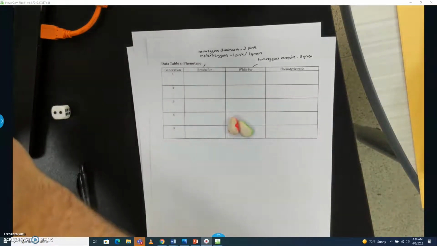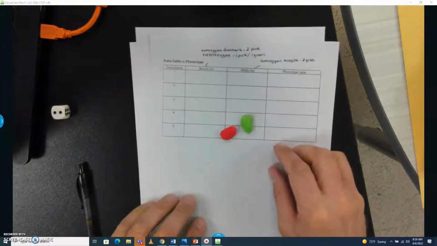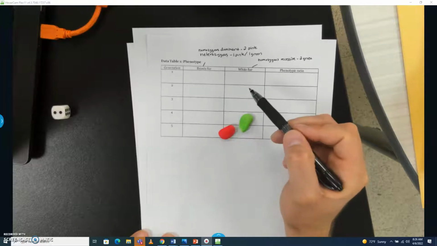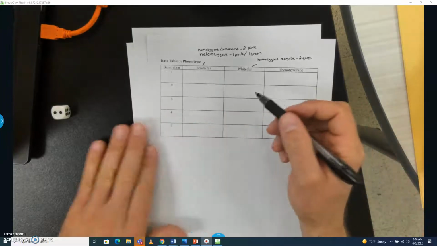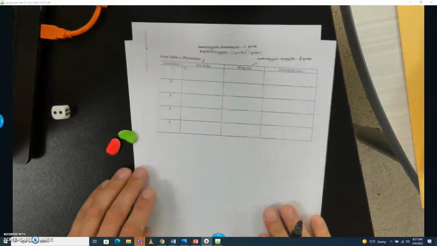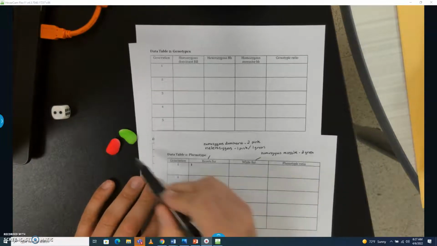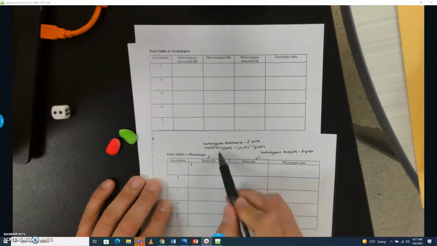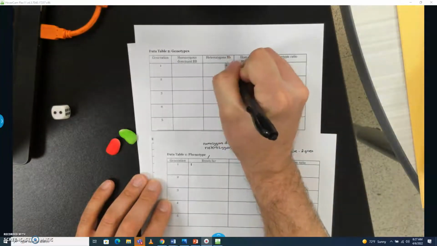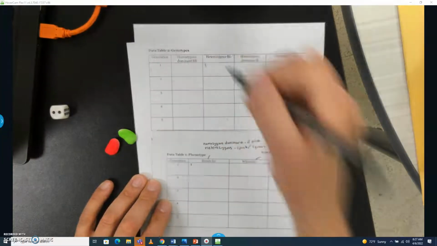I got 1 green and 1 pink. That is a heterozygous individual. It is a mouse with brown fur. So to complete my data table, now I'm going to put a tally mark there because I got 1 brown fur mouse. And I also need to complete data table 2 at the same time. This was pink and green. Pink and green, that is a heterozygous individual. We're using the letter B's, heterozygous. There we go, tally mark.